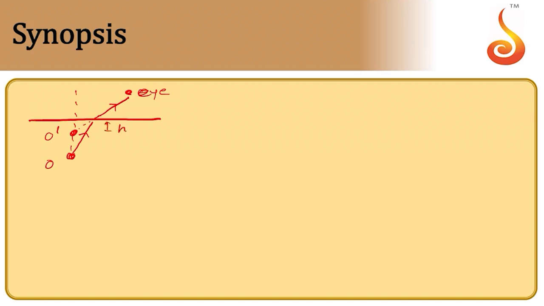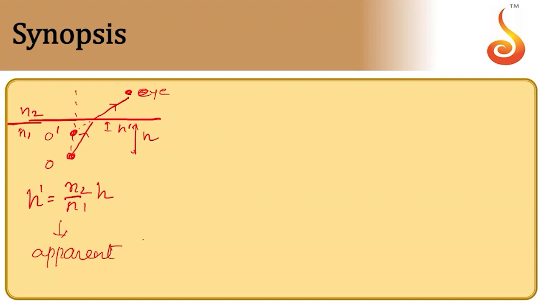He perceives it to be at a depth of some h dash. Even though the actual depth is h, he perceives it to be at a depth of h dash. Let's assume that the refractive indices are n1 and n2 here, and assume that n1 is greater than n2. Then for a near normal incidence, h dash is given by n2 by n1 into h. So there is a shift in the position, and this is known as apparent depth. So he looks at the object and tells that it is at this depth. So there is an apparent shift also.